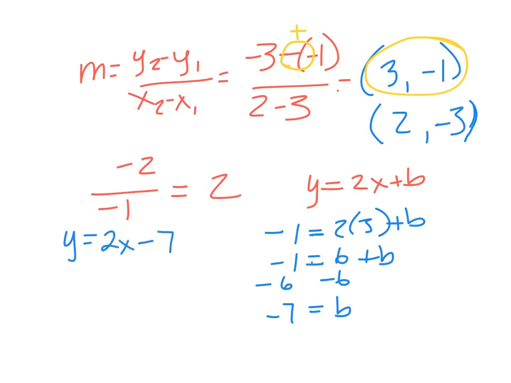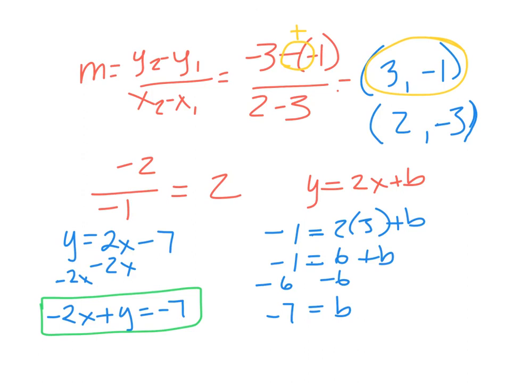So then the last step is to put it in standard form. So I subtract the 2x. So I get negative 2x plus y equals negative 7. Is this in standard form? Absolutely. So that's your final answer. Any questions? All right. So now let's look at horizontal and vertical lines and see if those throw you for the loop.